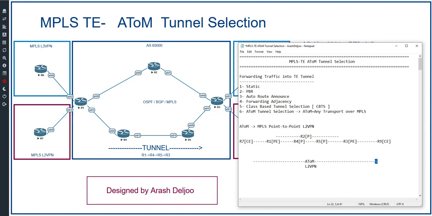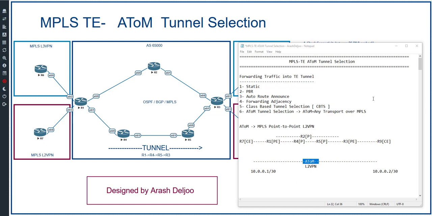For example, 10.0.0.1/30 on the R7 CE. Let me write it here, 10.0.0.1/30. And on the R9 interface, we can configure 10.0.0.2/30. This is the layer 2 VPN. What is the concept of Any Transport over MPLS? How can we configure it? It's not important for us in this course.